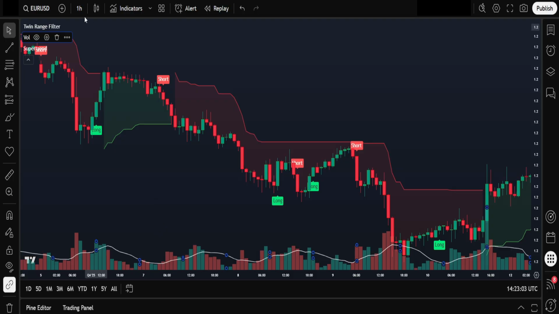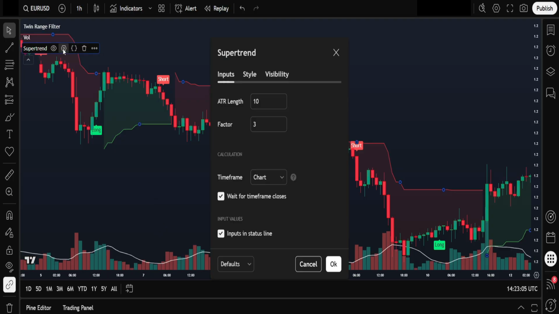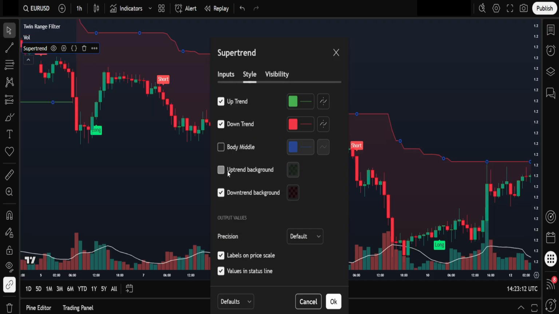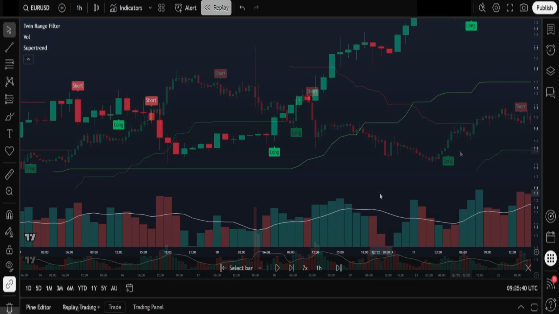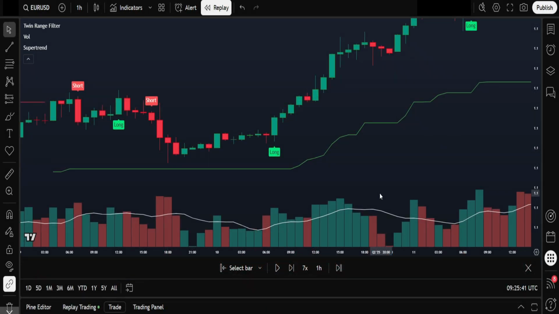Now set up SuperTrend. Open Settings. Inputs. Change factor to 5. Go to Style and turn off the background plot to keep the chart clean. The logic is simple. When SuperTrend is green and price is trading above it, we call that bullish and we only take long setups. When SuperTrend is red and price is trading below it, we call that bearish and we only take short setups.